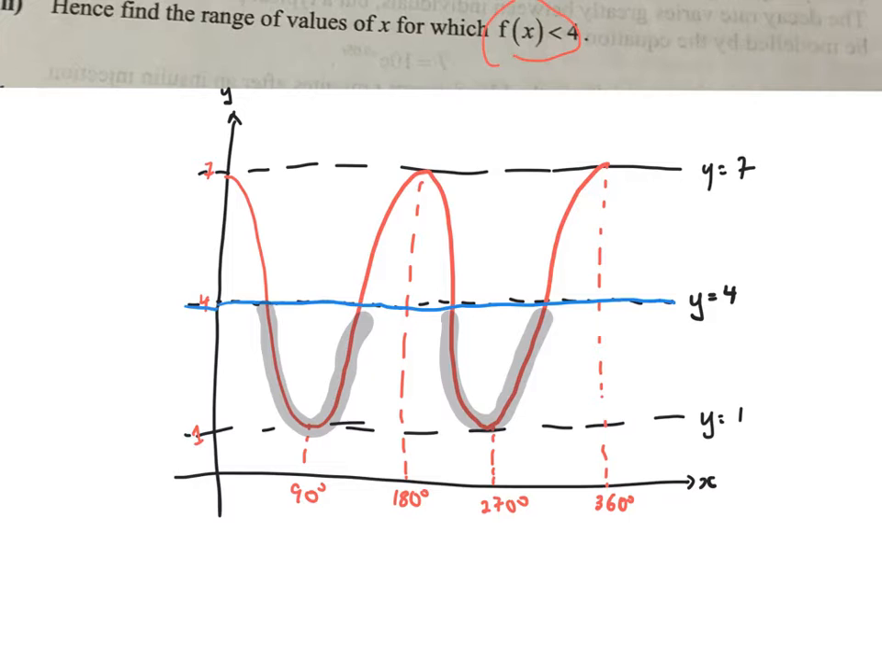Okay, so easily, if you were to use just symmetry, you can see that this is 45 degrees. Since it's midway between 0 and 90, this will be 135. This will be 225. This will be 315.